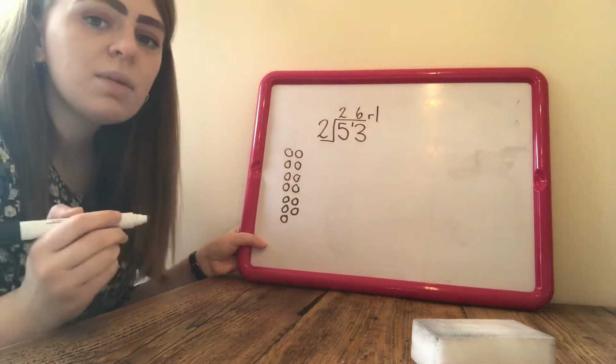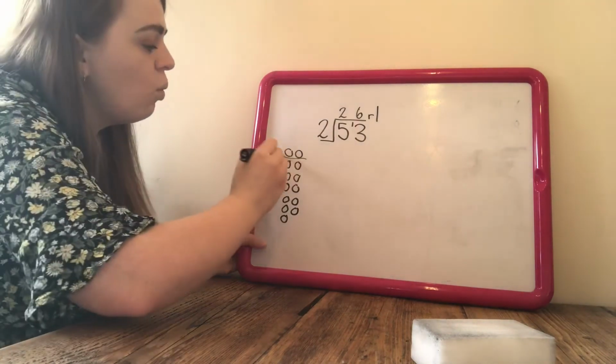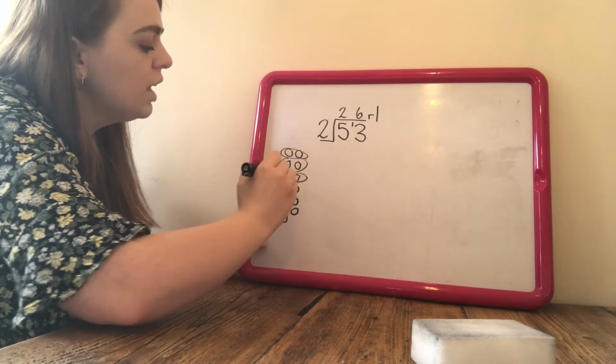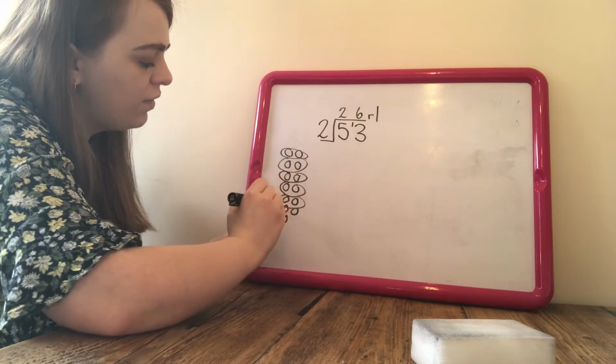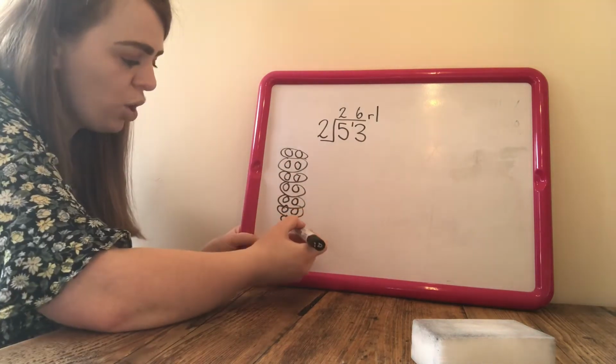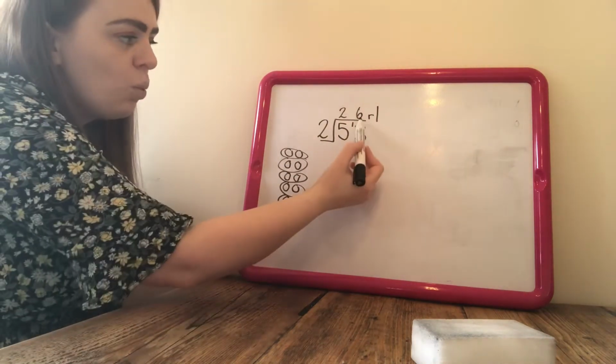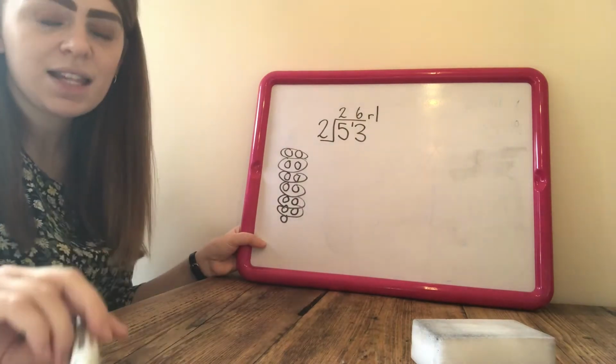And I want to see how many groups of 2 can I get. So I've got 1, 2, 3, 4, 5, 6. I've got 6 groups with 1 left over, which is the same as the answer I got using a counting up strategy.